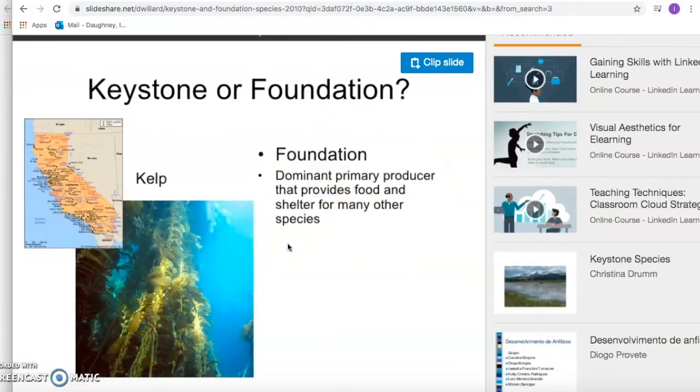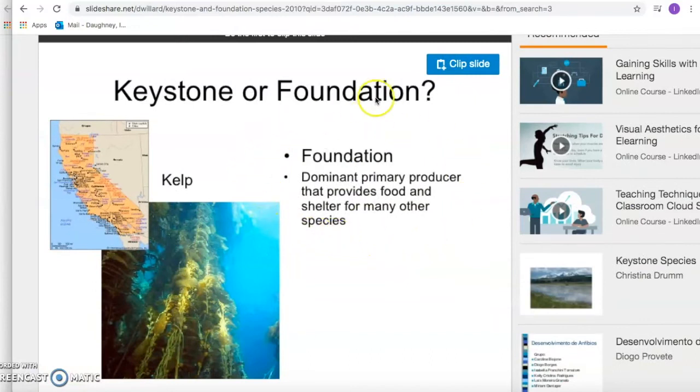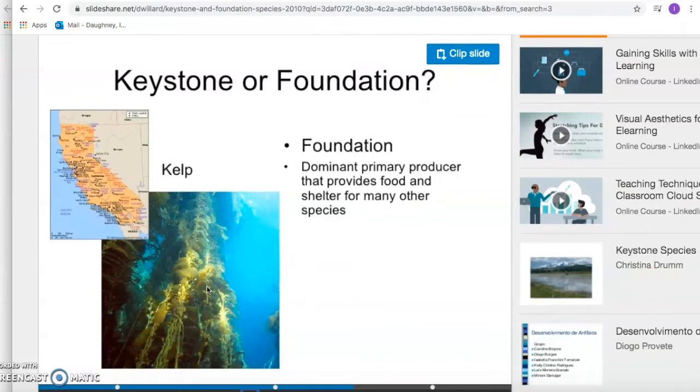Okay, so this is just something for you guys to read through, but then here, it tells you about a foundation species, okay? Dominant primary producer that provides food and shelter for many other species, okay? So here's some kelp, all right? And what I would like you to do when you're looking through your article is think about, and you'll know what article I'm talking about in a second. Sorry, I'm jumping ahead. I want you to remember that kelp is a foundation species, okay? Remember that because you're going to read about that in your assignment, okay?